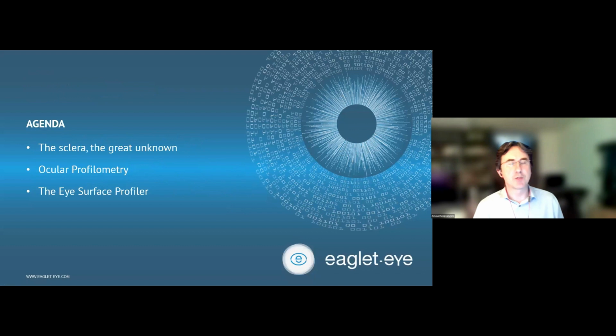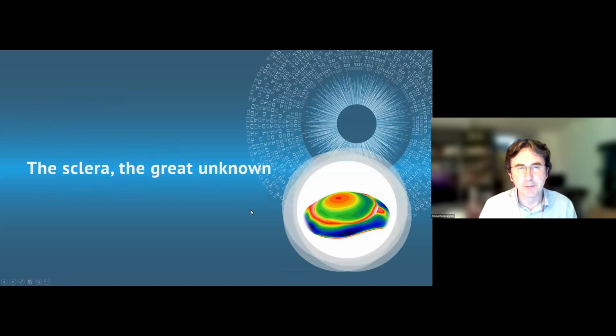So the program is we're going to look a bit deeper into what is the shape of the sclera now? What do we know? And how do we get there? Then we'll look into ocular profilometry, and then we'll dig a bit deeper into the eye surface profiler and how it can help you transform your scleral lens fitting.